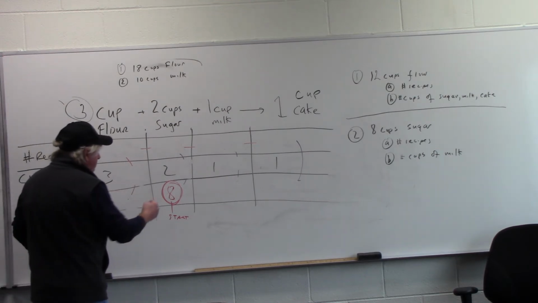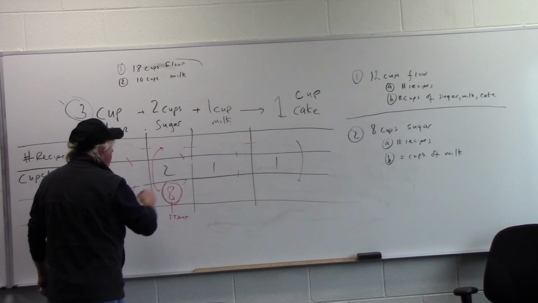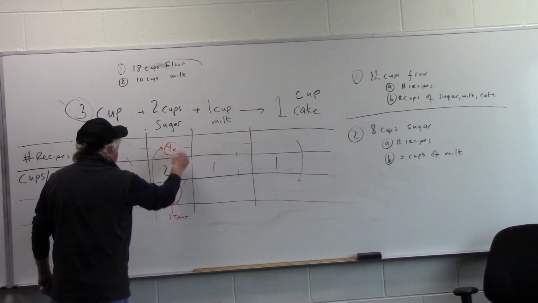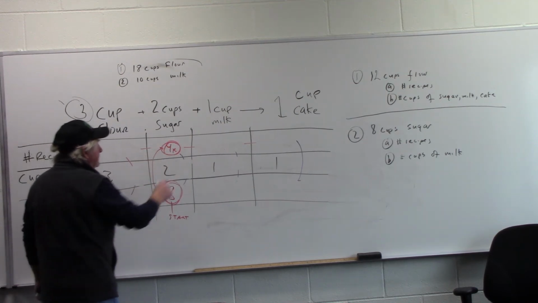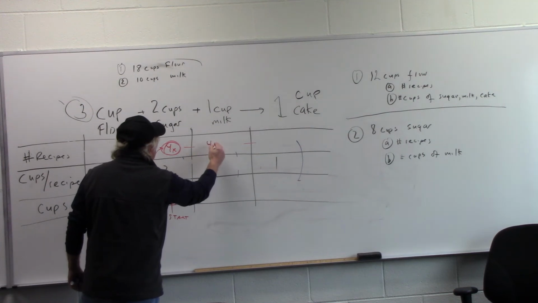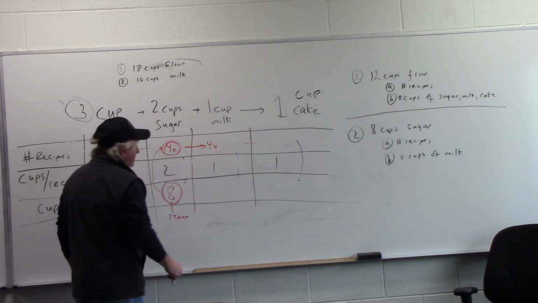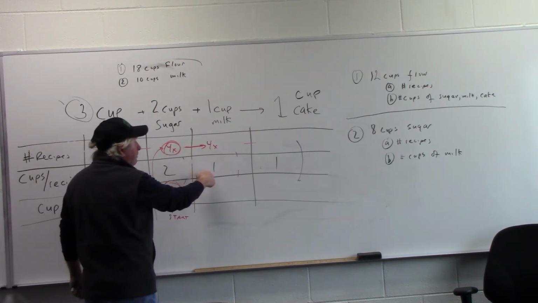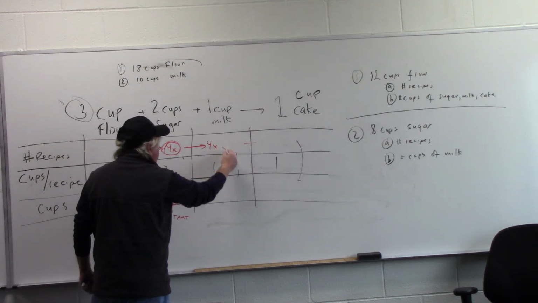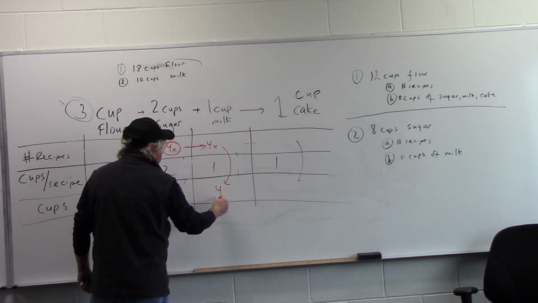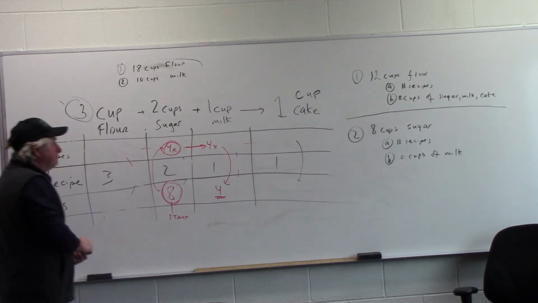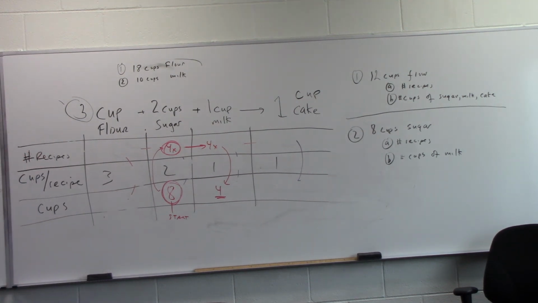So first thing I do is I divide the 8 up into groups of 2. So I know I can do the recipe 4 times. Okay, so bring that number over here. Every time I do it, I have 1. So I'm doing 4 times, and so I'm going to need 4 cups of milk. Okay, I mean milk. All right, okay.